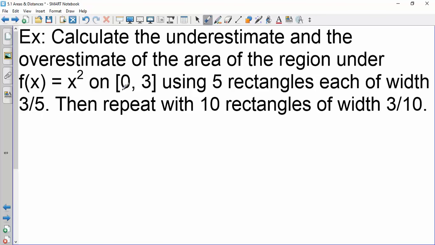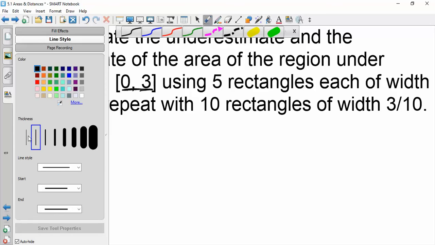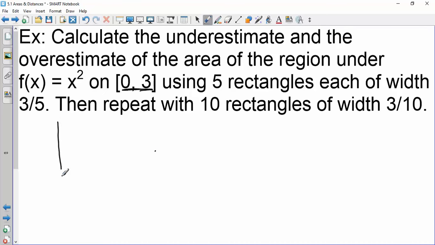They're all going to be the same width. The width is 3/5, because my interval is 3 units long, so if I'm dividing it into 5 pieces, 3 over 5. And then we'll do it with 10 rectangles with the width of 3/10. Okay, here we go. You could draw a picture to help you with this.